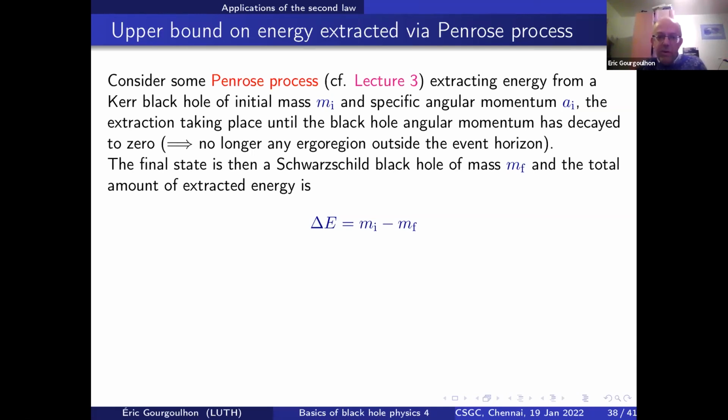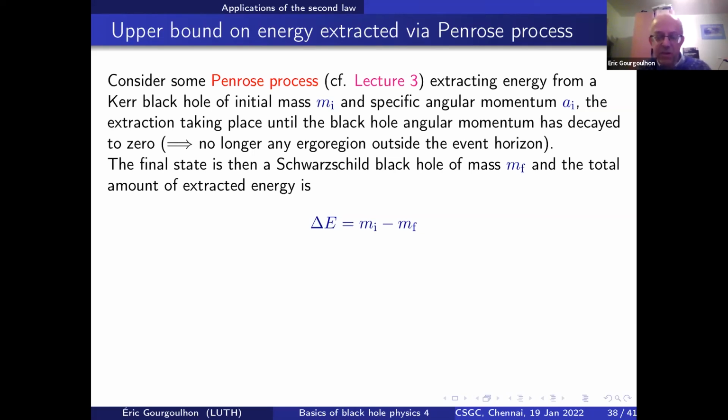So suppose we are going to consider the energy gain. Suppose this process where we start from a black hole with initial mass m_i, i is for initial, and angular momentum parameter a_i. And we are going to extract energy until we reach a final state where the black hole is no longer rotating. We have exhausted all the rotational energy of the black hole via the Penrose process, this is an assumption. So we end up with a Schwarzschild black hole.